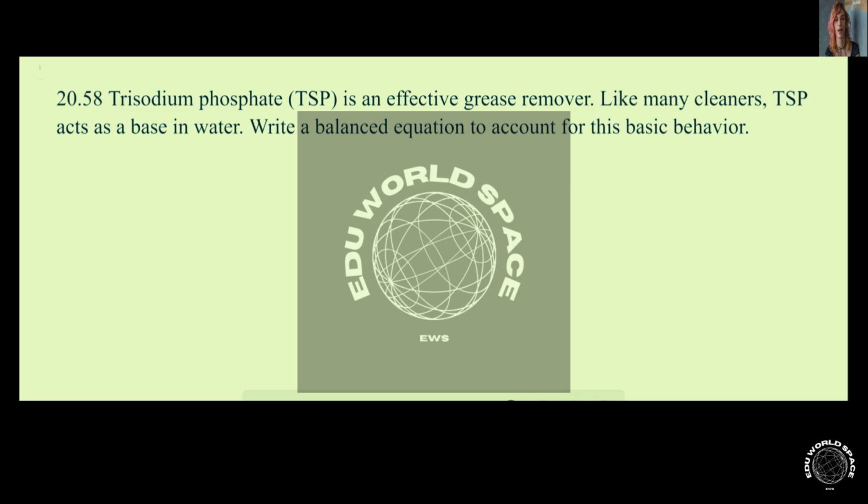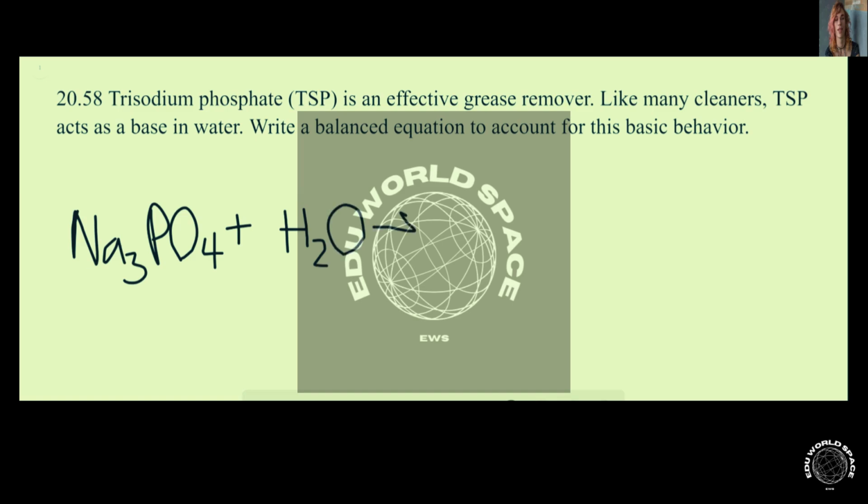So we have trisodium phosphate. The trisodium tells us we have Na3, and then the phosphate, that tells us we have PO4. And we know that we're reacting with water. When we react with water, we're acting as a base. So that means we're going to remove a proton from water, which will form the hydroxide ion.